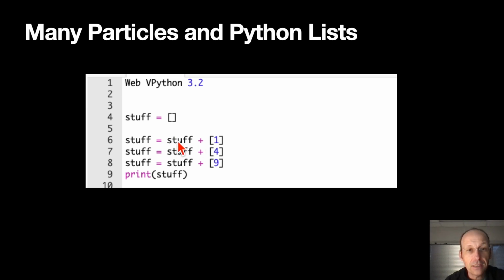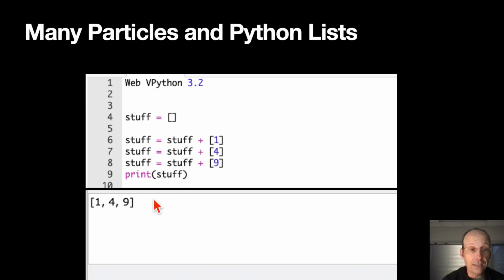And then you can add things to the list, right? If I do this, stuff is stuff plus the bracket 1, it's going to add the number 1 to my list. And then I'm going to add the number 4 and then 9. You can do whatever you want. And there are other ways to add to it. That's just the way I like to do it. And if you print that out, you just see, here's my list, 1, 4, 9. Yay, isn't that awesome?